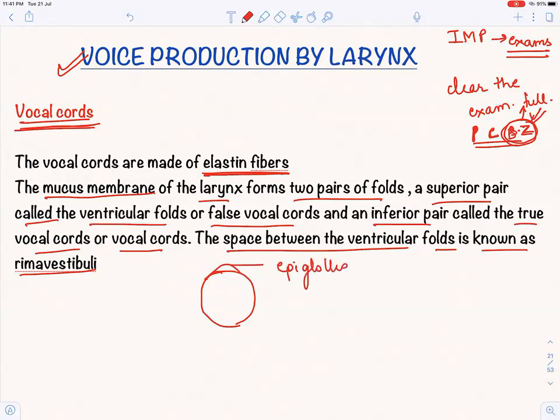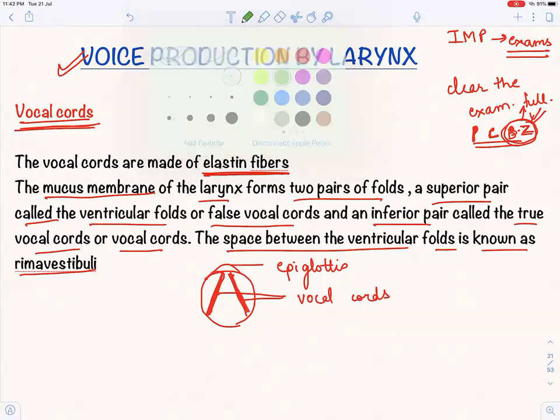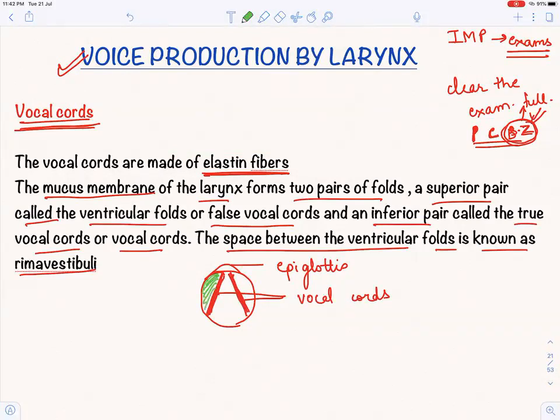This is the epiglottis, and these are the vocal cords. Okay, these are the vocal cords, and these are made up of what? These are made up of elastin fibers. So what happens is this is a membrane.